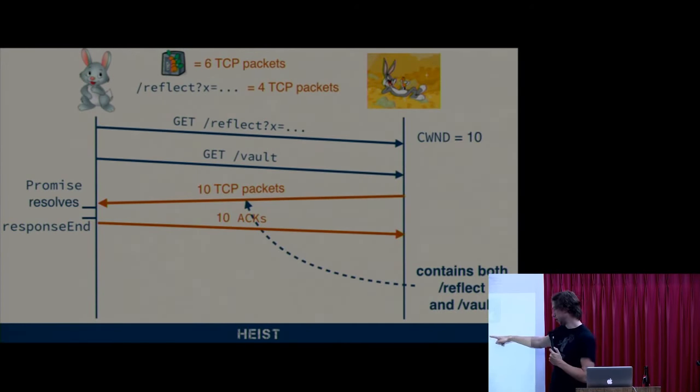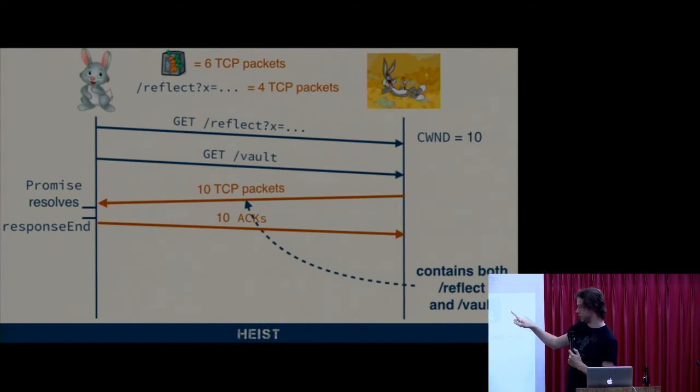And so he sends a request to both the reflect and the vault at around the same time. This sets up a single TCP connection, and Bunnybank will return 10 TCP packets, because that will be the contents of the vault plus this reflect resource. So 6 plus 4 is 10 TCP packets, which fit in a single congestion window. And as you can see, the difference between T1 and T2 is very small, so the attacker knows this fits in a single TCP window.